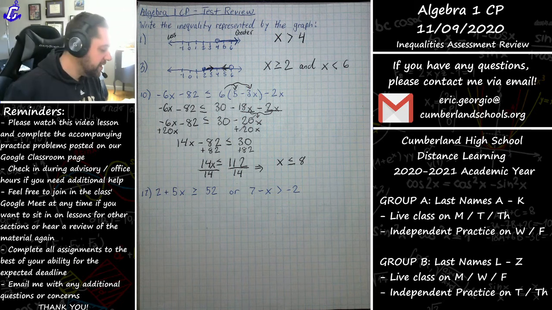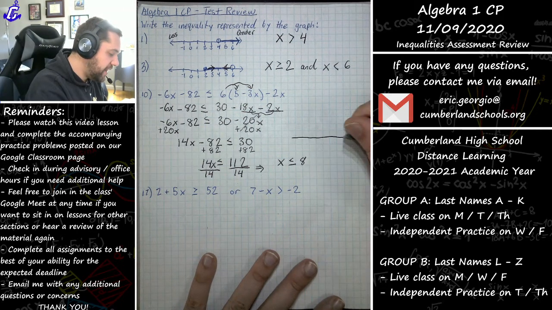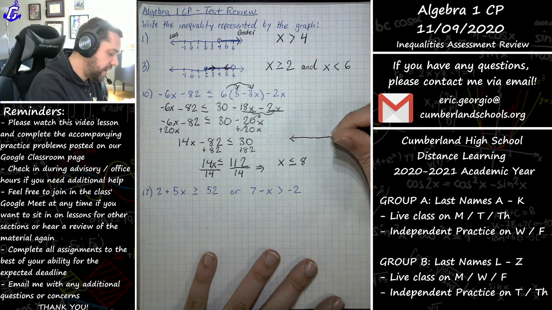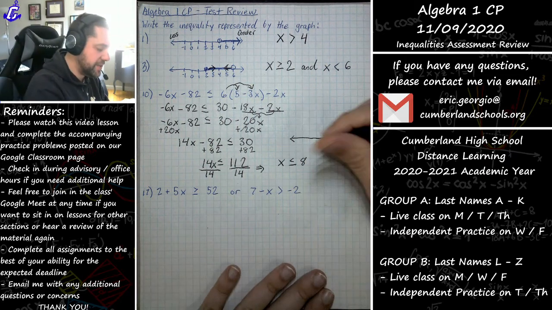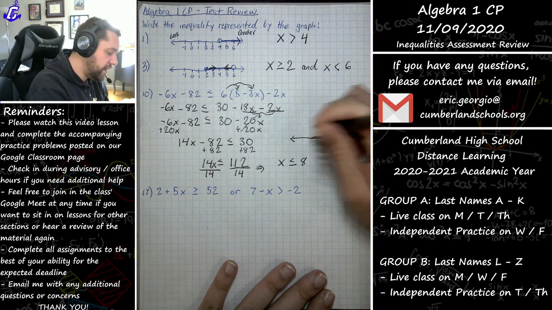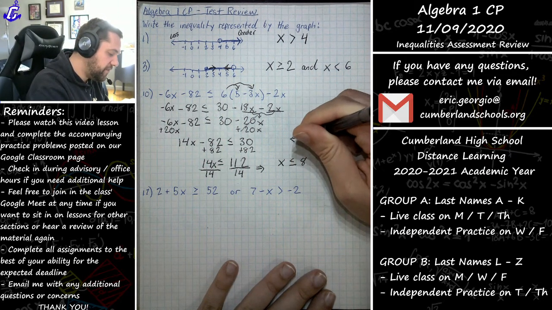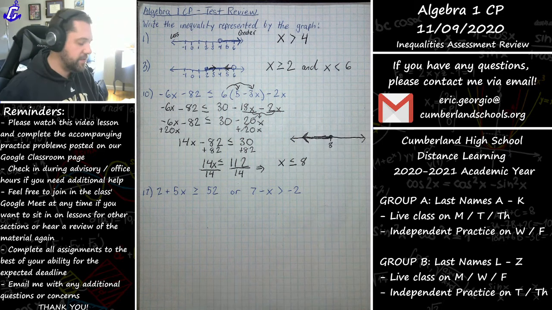Hopefully that made sense. Now I can go ahead and sketch a graph of that. Say x is less than or equal to 8. If this is 8 on the number line, we would have a closed circle because we're less than or equal to. Maybe we're going to shade that in because it includes 8. And we're going to shade everything to the left because all these values are those that are less than or equal to 8.